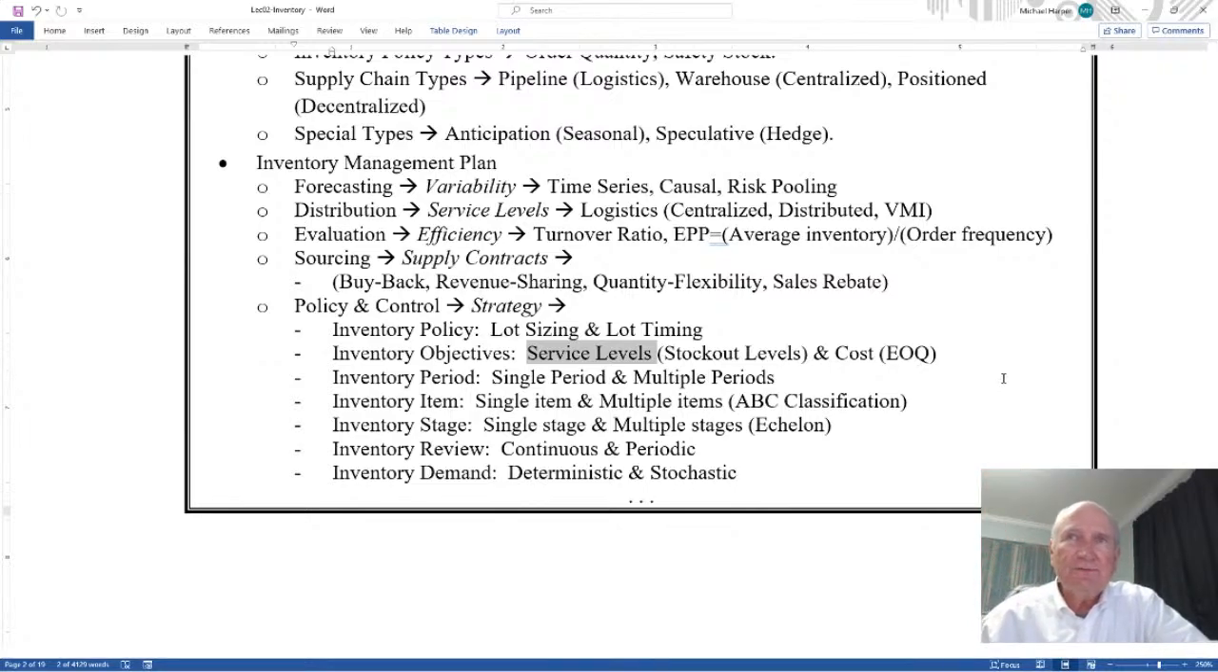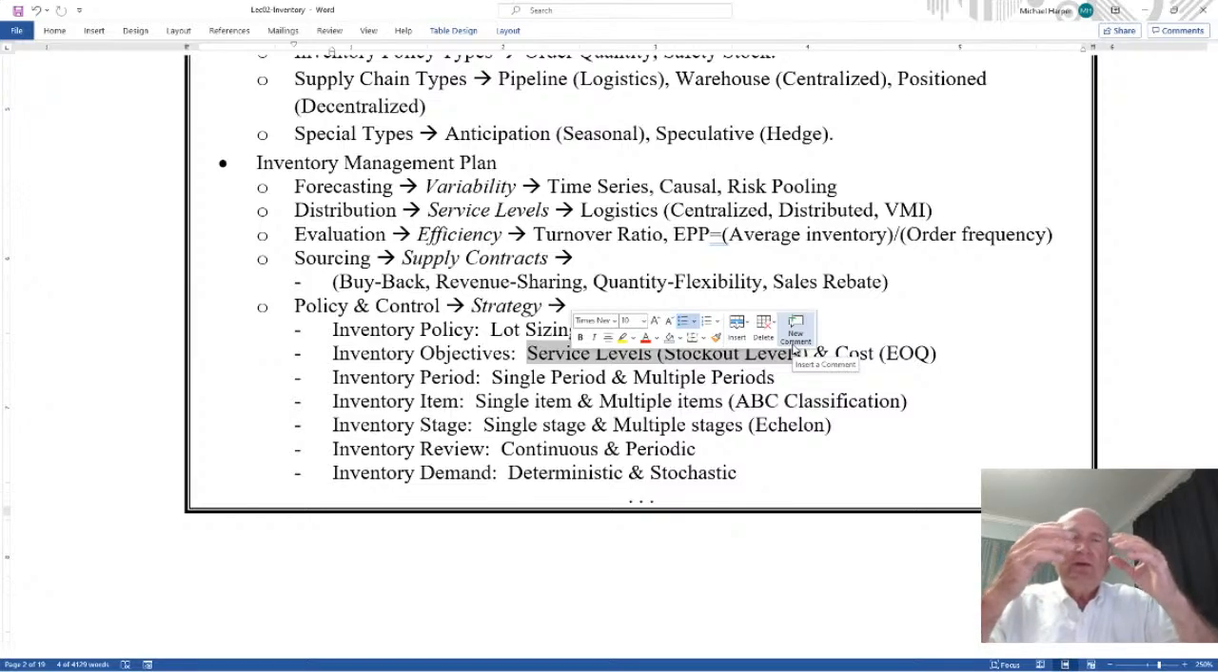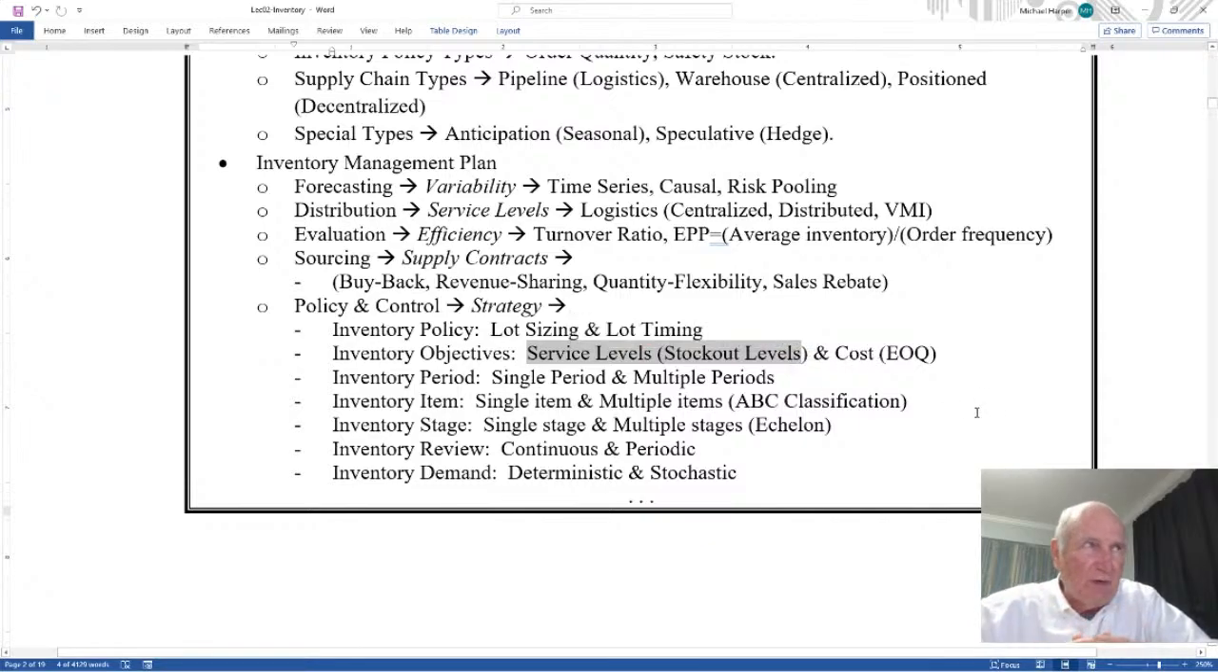Stock out levels refer to when you have demand on your inventory, but you don't have inventory to meet that demand. So you have lost sales, lost demand. That's stock out. And so service levels mean when you have demand and you have inventory that meets that demand, that's service. And so service levels can be measured different ways. Stock out levels can be measured different ways.